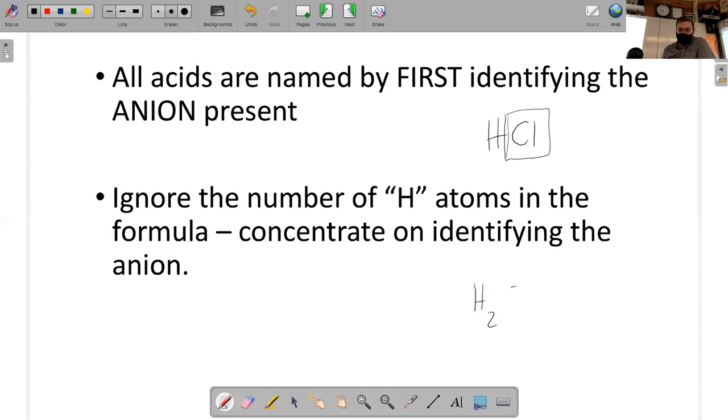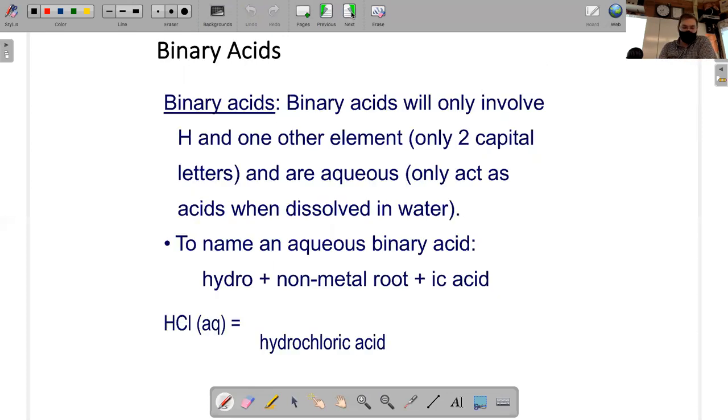If it's sulfuric acid, like H2SO4, it doesn't matter that there are two hydrogens. The name of the acid comes from only what the formula for the anion is. You don't ever write dihydrogen or bihydrogen or something like that. So again, the names of acids only come from the name of the anion. With binary acids, it's hydrogen and one other element. It's always aqueous and dissolved in water.